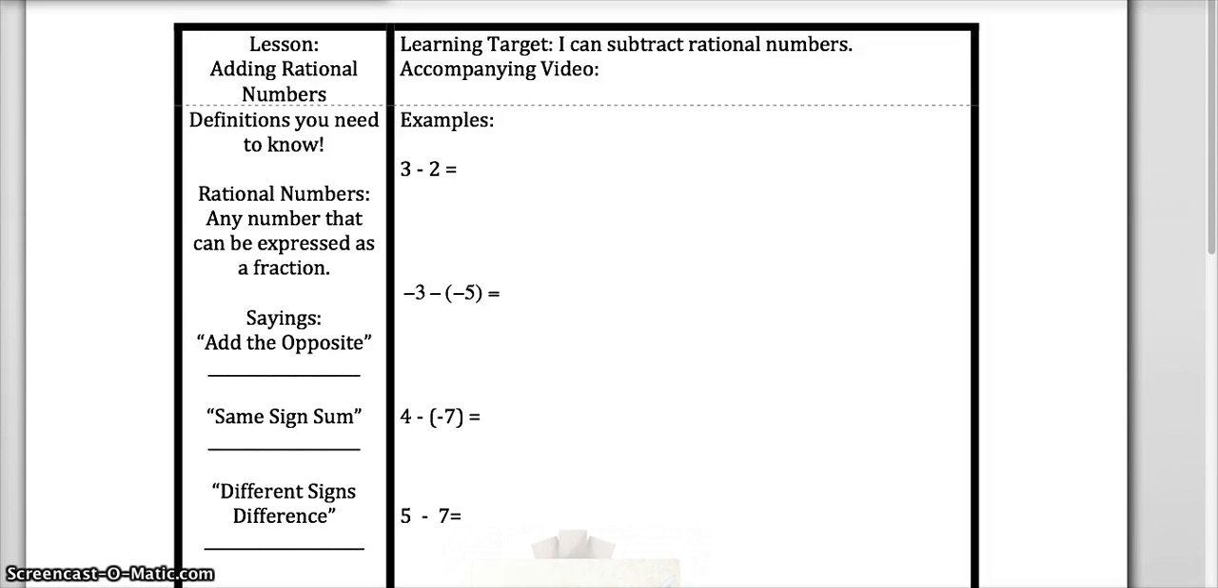Hi students, today we are looking at subtracting rational numbers. Oops, this should say subtracting, I'm so sorry. Subtracting rational numbers. And your learning target is I can subtract rational numbers.